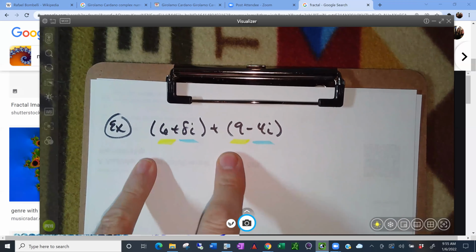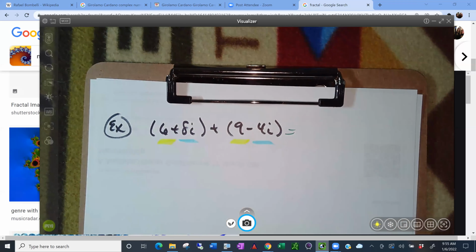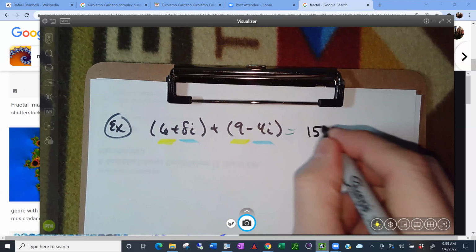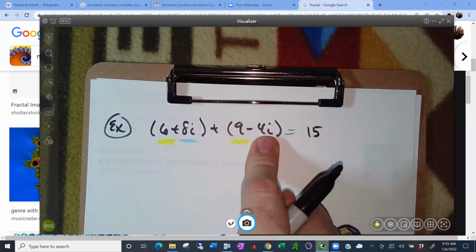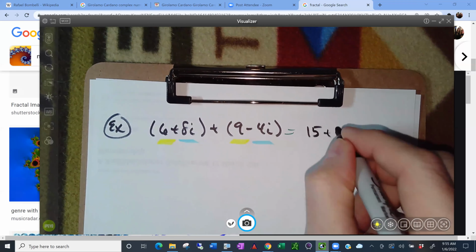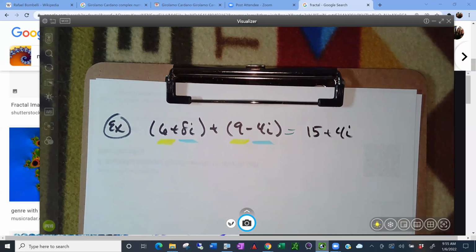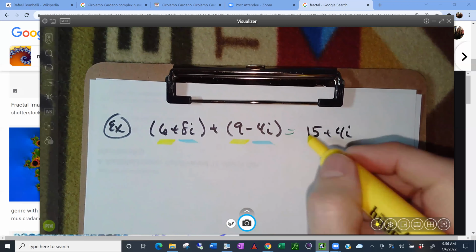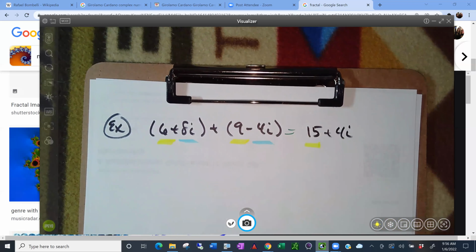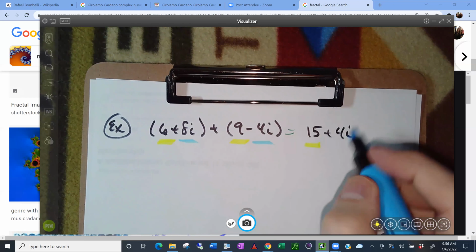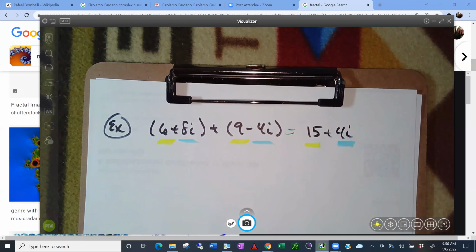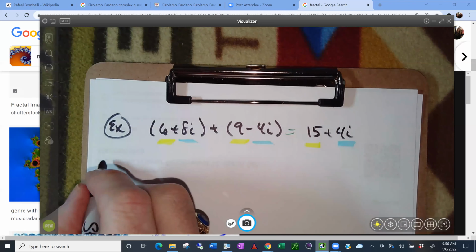So 6 plus 9, that's going to be 15. 8 plus negative 4 is a positive 4. And that's it. So you added up the real parts. We got 15. You added up the imaginary parts, and we got 4i. Perfect. What about subtraction? Well, subtraction is not much different.